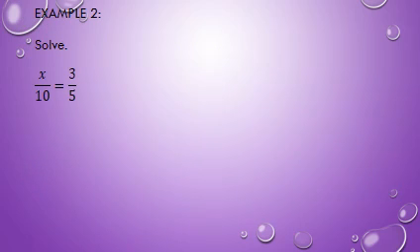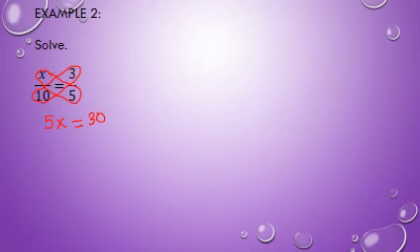All right, example 2. Now what we're going to do is we're going to solve, and these are proportions. A proportion is just two fractions that are equal to each other. So we're going to do the same thing that we did before, which is cross multiply. So right here, x times 5 gives us 5x. And then we are going to multiply the 10 times 3, and that equals 30.